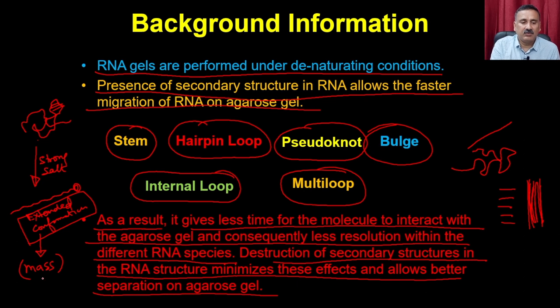Okay, so they are going to get separated by mass, and when you run these, you are going to get separate bands on the agarose gel, and that is what is required, because in the subsequent steps you are going to do the transfer and the hybridization. That is why it is important that you should know where my probe is interacting, whether it is interacting with this particular band or with this particular band and so on. So, it is important that we destroy the secondary structure in the RNA species.